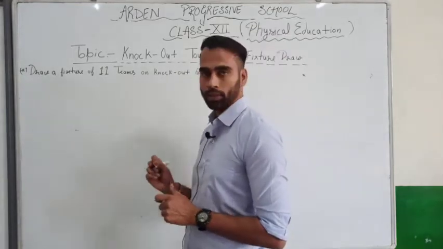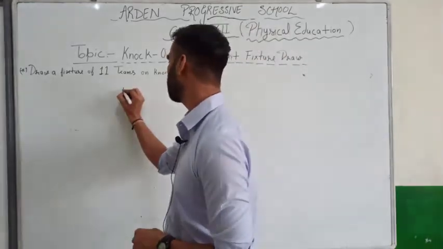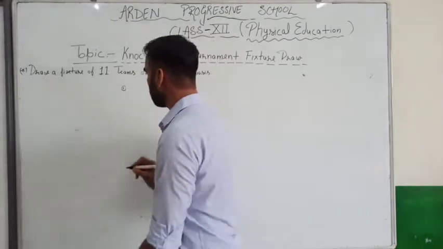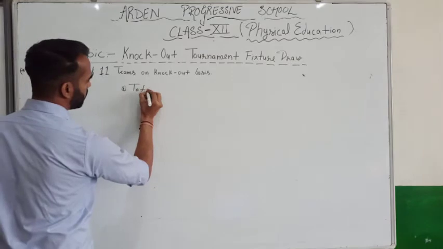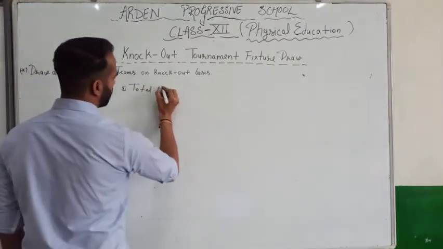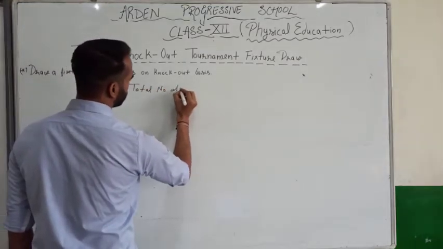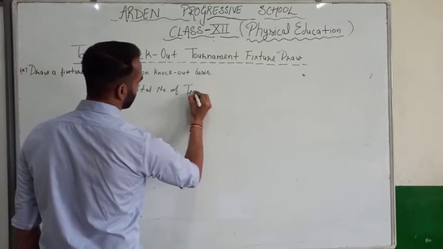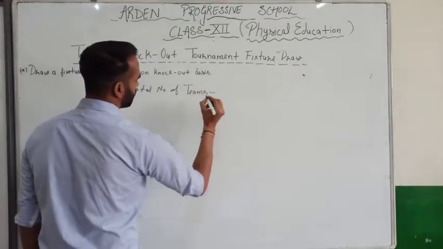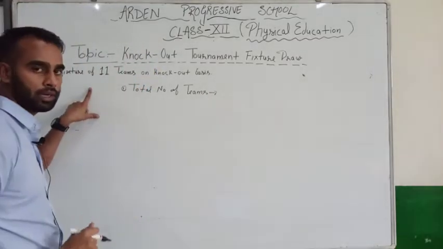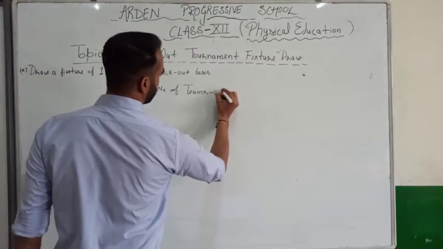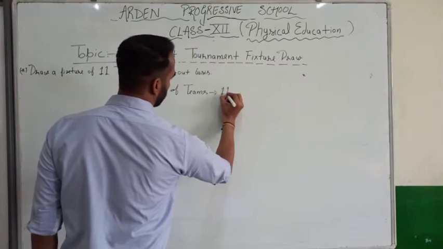Okay, so the first step, number one, is the total number of teams. Okay, so this is the first step. So how many teams are participating? 11. Okay, so there are 11 teams participating.